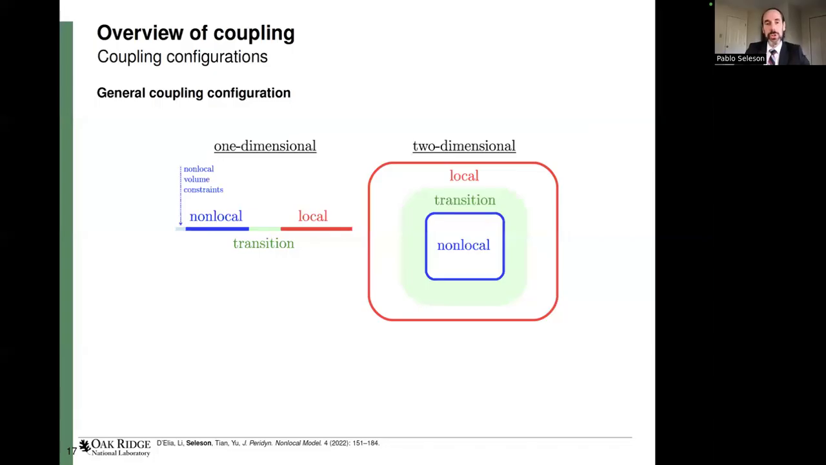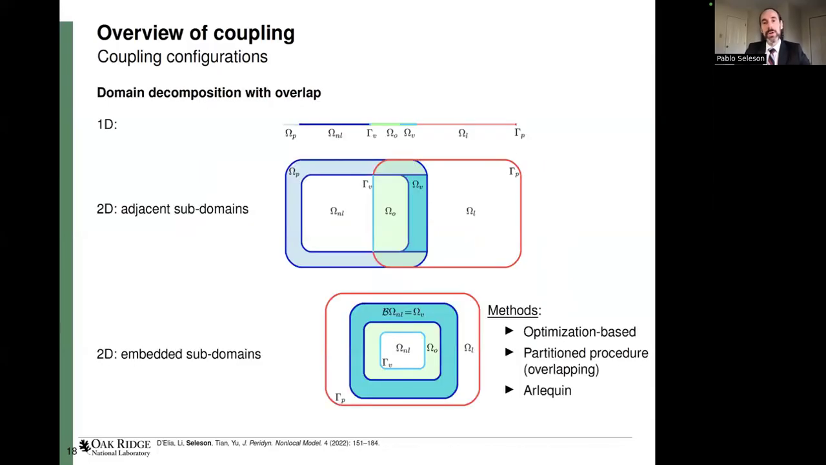So here is a representation for a general coupling configuration. Imagine you have in one dimension a nonlocal model on the left, here you see in blue, and a local model on the right. There is a need to do some kind of transition in between. And then if we have a nonlocal model on the left near the boundary, we would need to apply nonlocal volume constraints on the left, and you will apply local boundary conditions on the right. In two dimensions, we may have a system like this, where it's an embedded subdomain, where the nonlocal model may be surrounded by the local model, and in between there is a transition region in green. And in this case, for example, one would be able to apply local boundary conditions because we have the local domain near the boundary. So here are some more configurations for the different methods.